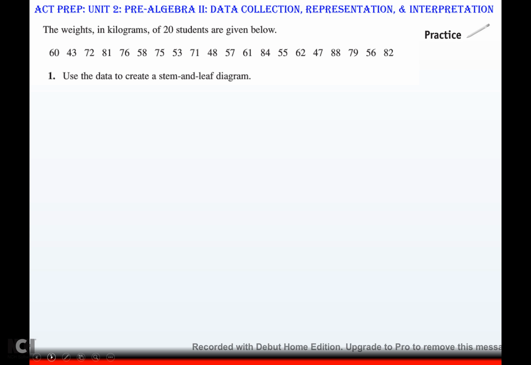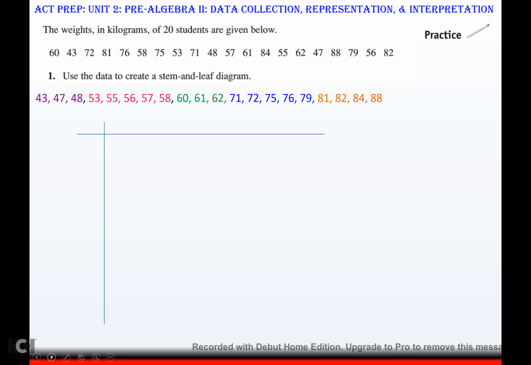The weights in kilograms of 20 students are given below. Use the data to create a stem and leaf diagram. So what you do is put them in order from smallest to biggest, and make your little stem, and here's my stem and here's my leaves.